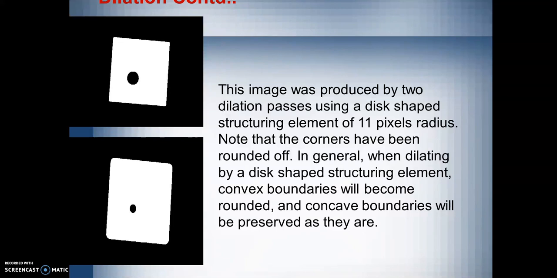When we perform it on an image, what will happen? So here this is a square object. If you apply dilation, here 2 times dilation is applied to produce this output. So the foreground gets enlarged, and the background gets reduced or shrunk. You can also see the corners have been smoothed, and the boundaries we can preserve. That is, convex boundaries will become rounded and the concave boundaries will be preserved as they are.